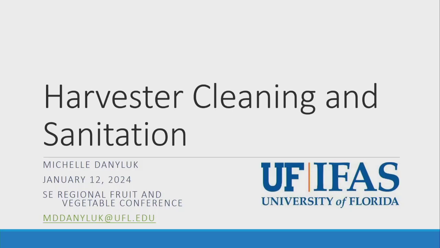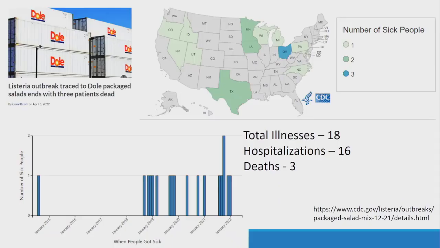So I'm going to talk today about harvester cleaning and sanitation. And the reason I'm going to talk about harvester cleaning and sanitation is because of this outbreak associated with Dole fresh cut lettuce and Listeria monocytogenes. It was the 2021 into 2022 outbreak. Is anyone in the room familiar with this outbreak? A little bit, maybe, some hands are going up.